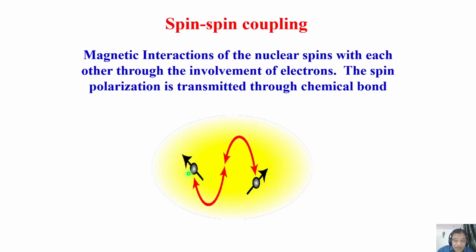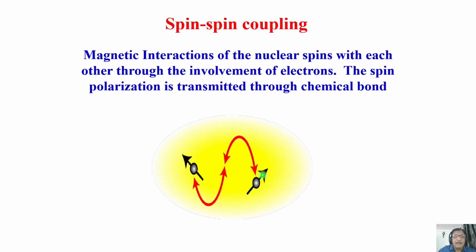Remember, there must be a covalent bond between these two. With the involvement of a bonding electron, the nuclear spin here transfers its polarization or magnetization to this one, or this one can interact with this. As a consequence, the polarization is transmitted through the covalent bond. For that, the medium is the bonding electron. That is necessary. Remember, this nuclear spin can see this one through the covalent bond.